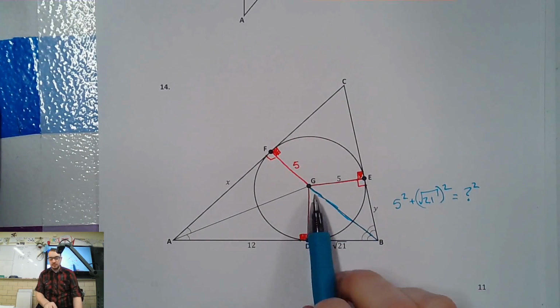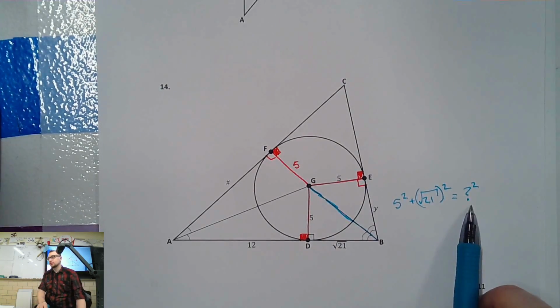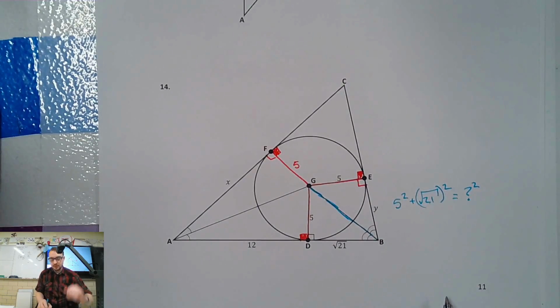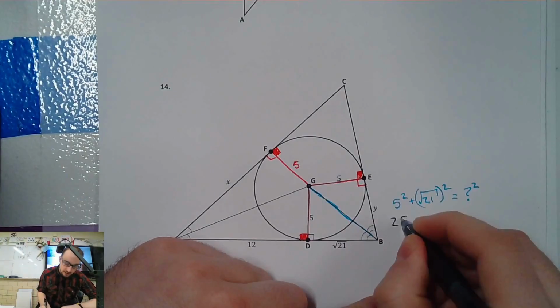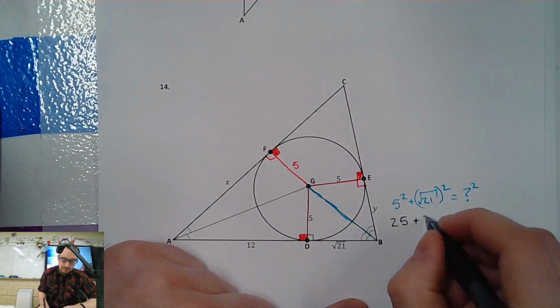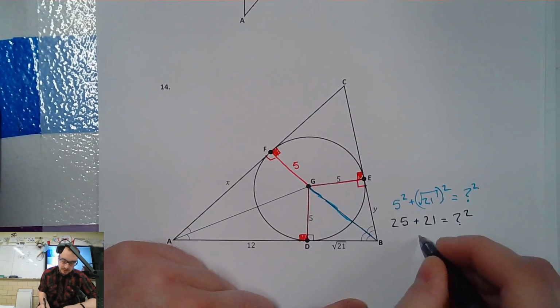Again, the longest side is the hypotenuse that's across from the 90, and that always goes here. Don't goof that up. If this was a leg, it would go somewhere in here, right? So when we square this stuff, what do we get? Well, we get 25. What's the square root of 21 squared? 21, right? Hooray for roots. And what we get is 46.